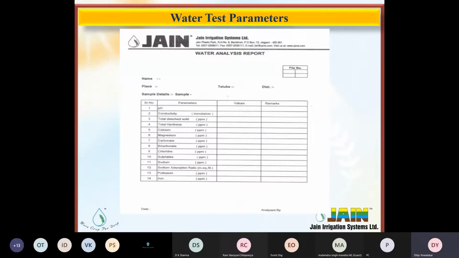So this is the water test report we require to select the proper filtration system. For the water test, a water sample has to be collected from the principal water source and tested in the lab. These are the parameters: pH value, conductivity, total TDS, total hardness, calcium, magnesium, carbonates, bicarbonates, chloride. These parameters are required to decide the proper filtration system. Also, these parameters will help decide the proper doses of fertilizer. Water analysis is a must before going for a drip system.